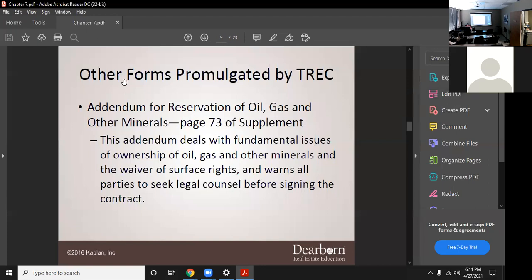All right, and now we're going to go over the reservation of oil, gas, and other minerals. This addendum deals with fundamental issues of ownership of oil, gas, other minerals, and the waiver of surface rights, and warns all parties to seek legal counsel before signing the contract. This only goes for oil, gas, and minerals that are basically under the surface. You are not going to see water, sand, gravel, or asphalt. None of that stuff is mineral rights. That's just stuff on the surface. Even the sand that's under sand is just sand. It's not part of minerals, which would be more of stuff you'd mine for, like oil, gas, stuff like that.